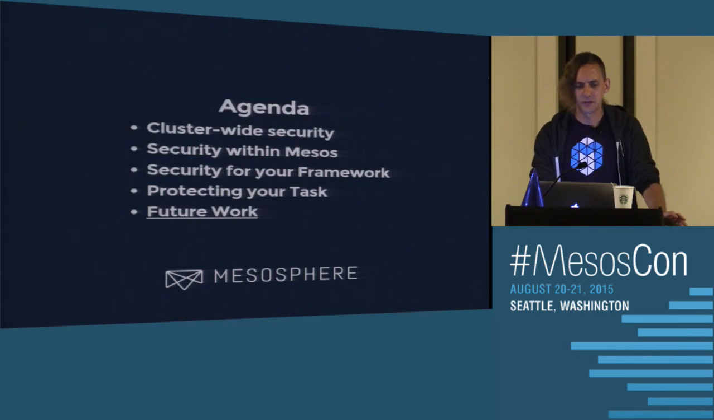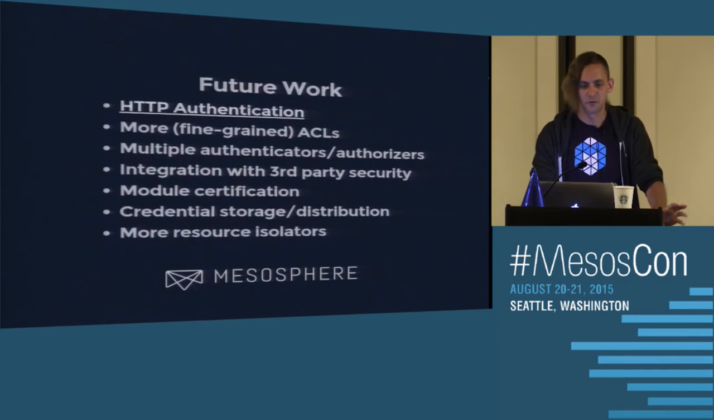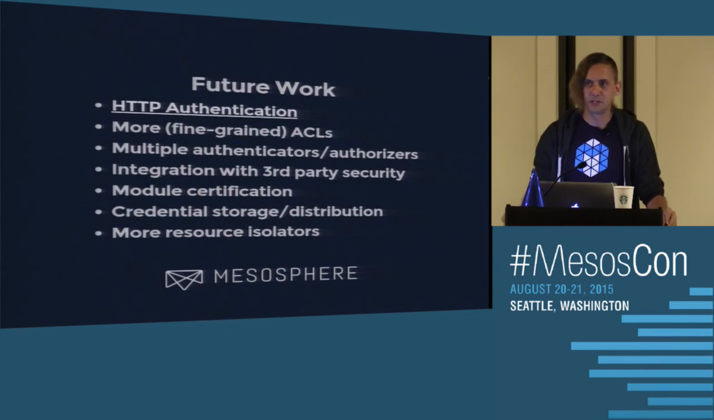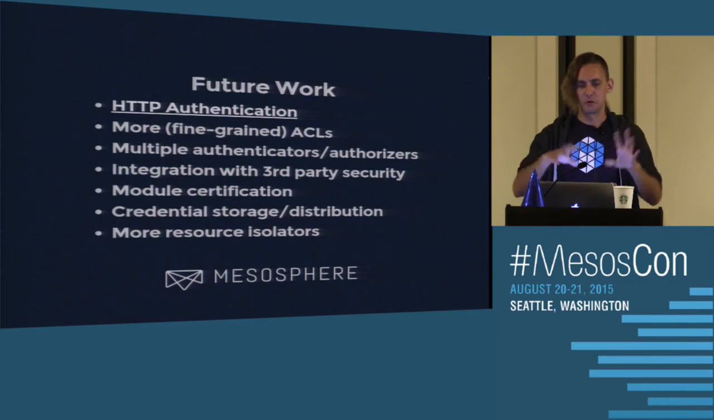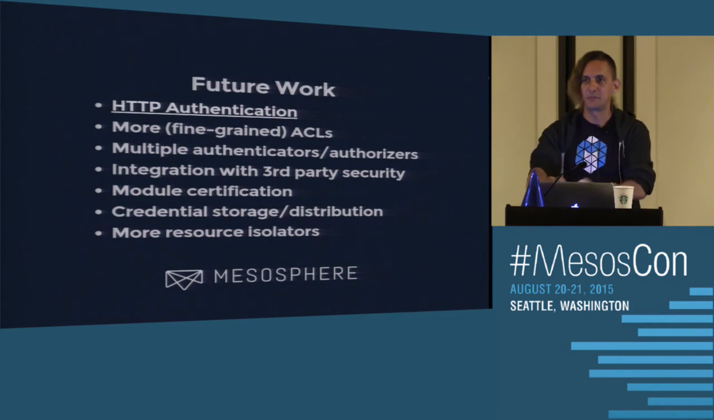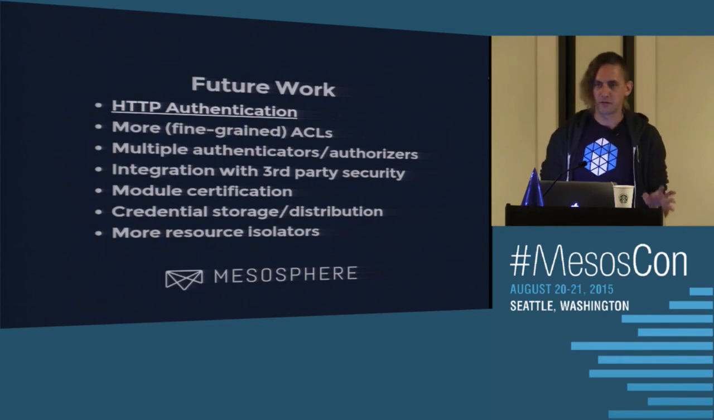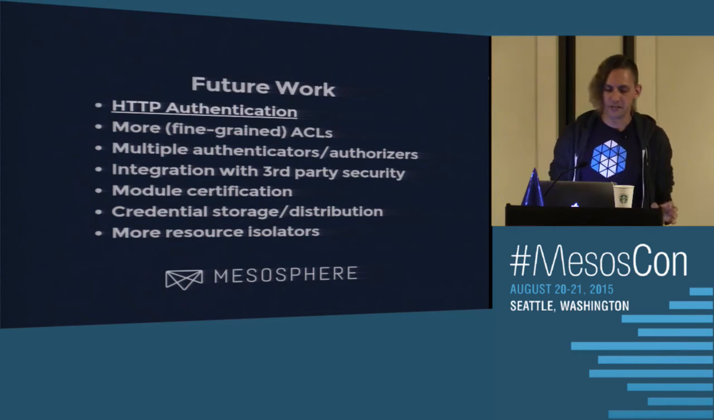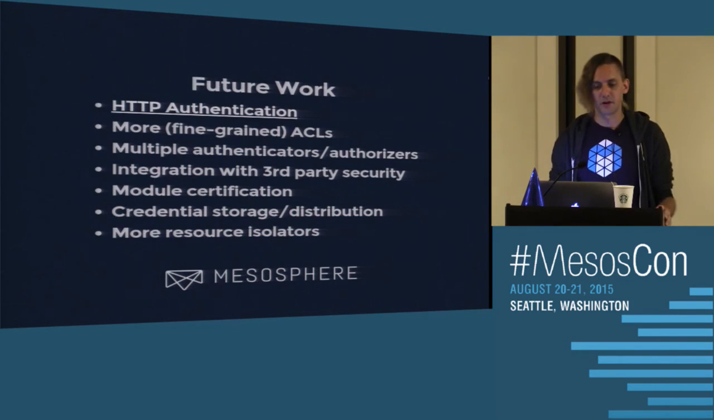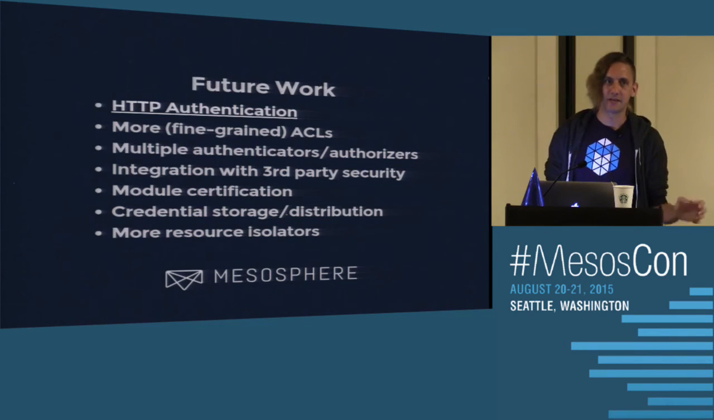And finally, we'll just touch on some of the future work that's coming up and some of the ideas we have for how to improve this. We already mentioned the HTTP authentication, so we can have everything going through this new HTTP API and authenticate it with basic auth, Kerberos, OAuth, all the industry standards. We want to be able to integrate with those. We can have more fine-grained ACLs. We actually only have ACLs on the master now.